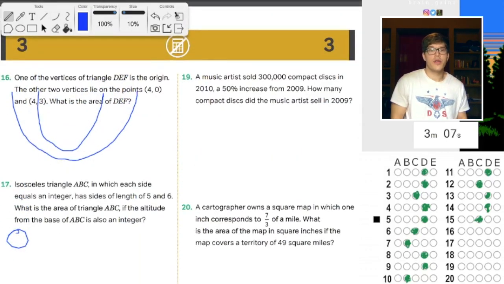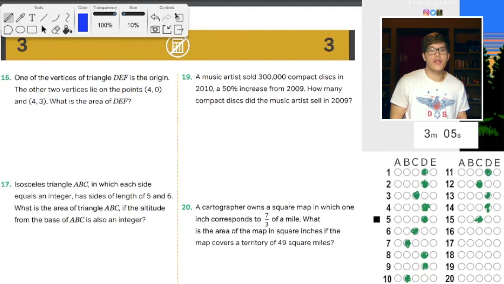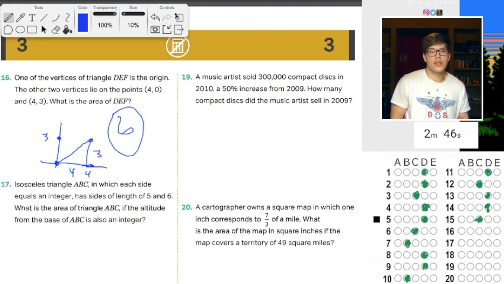Okay, 16. One of the vertices of triangle DEF is on the origin. The other two are at 4, 0 and 4, 3. What is the area? Okay, well, 4 times 3 is 12, divided by 2 is 6. So 16 is 6.